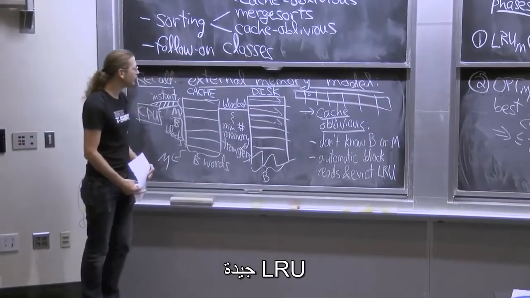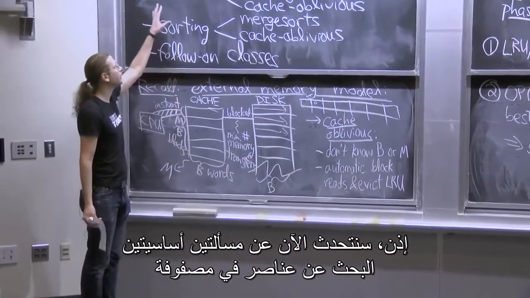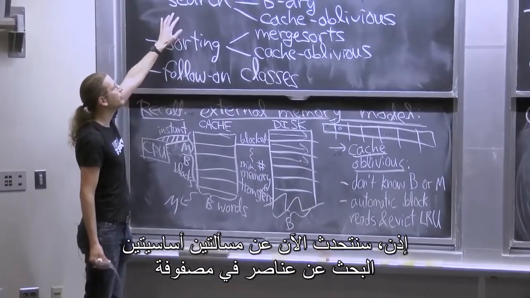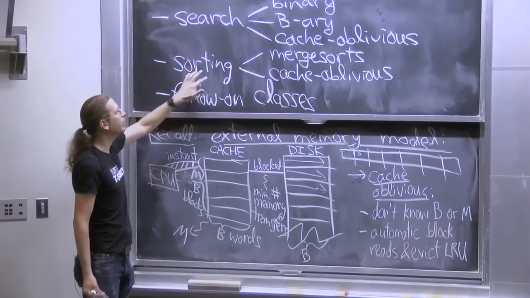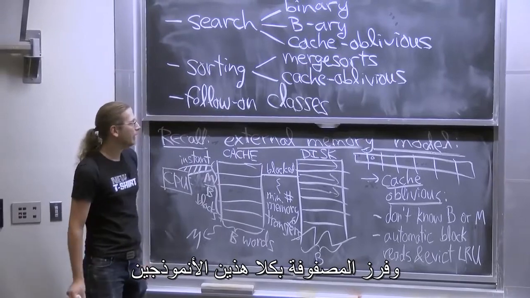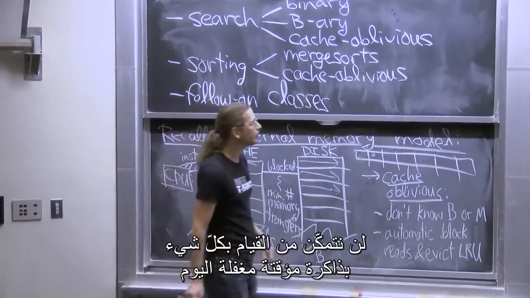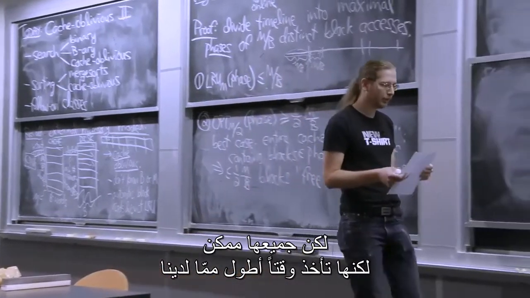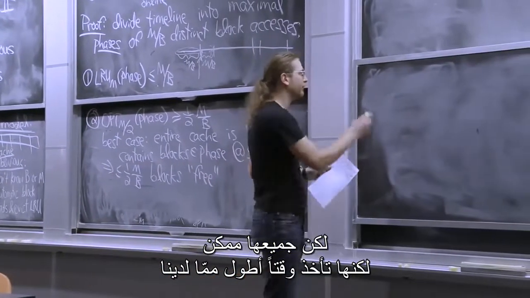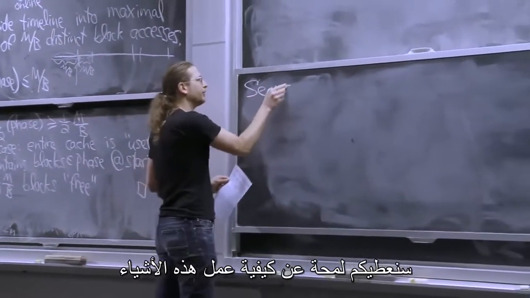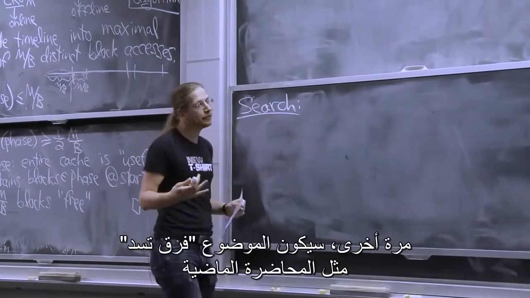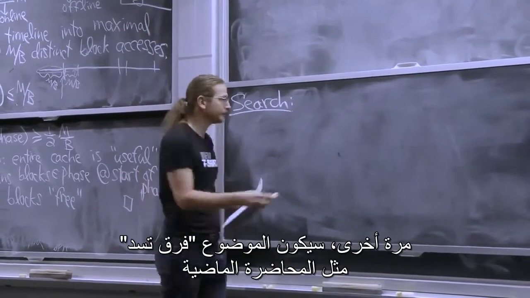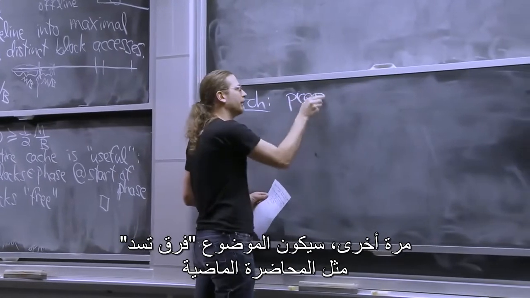LRU is good. So now we're going to talk about two basic problems: searching for stuff in an array, and sorting an array, in both of these models. We won't be able to do everything cache obliviously today, but they are all possible. It just takes more time than we have. But it'll give you more of a flavor of how these things work. Again, the theme is going to be divide and conquer, like last class.